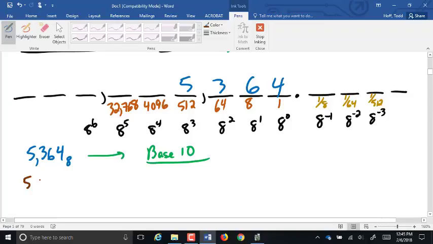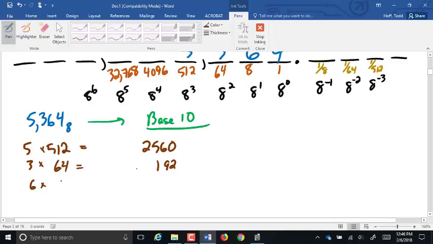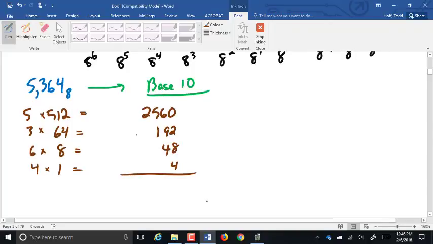So the 5 is in what place value? 512. What's that multiply out to? 2560. The 3 is in what place value? 64. 3 times 64? 192. The 6 is in the 8's place. 6 times 8? 48. And finally, the 4 is in the 1's place. It's just a 4. So if we add that all up, what do we get?